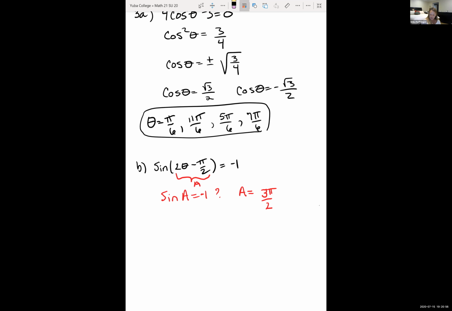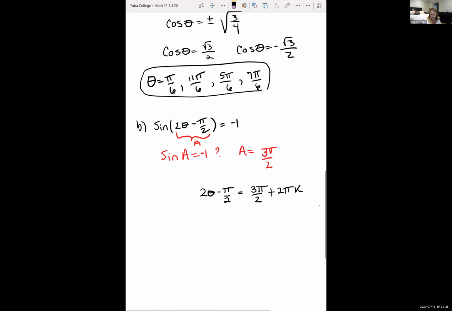So we actually really have to look at when is 2 theta minus pi halves equal to 3 pi halves. The problem is that things can get affected because of this. So I need to put in here the other values, this 2 pi k. So I want to solve for theta.